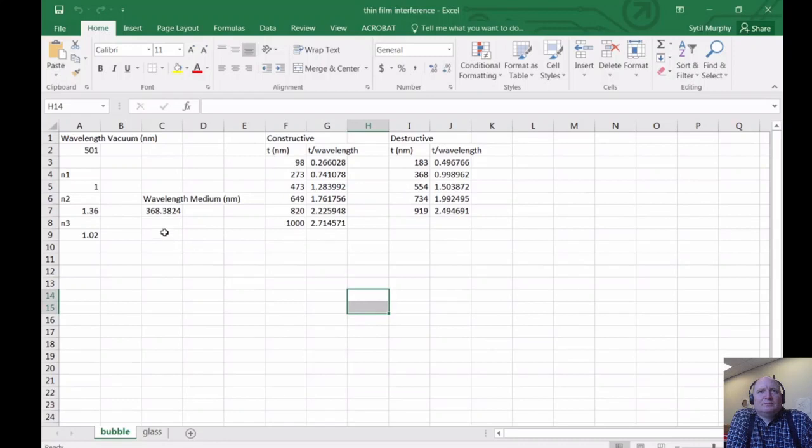The next thing I did was I calculated what is the wavelength in the medium. So to get the wavelength in medium, I took the wavelength in vacuum and divided by the index of the film, N2. And then lastly, I took those thicknesses where I found constructive interference, and I divided by the wavelength in the medium. And I took the thicknesses where I found destructive interference, and I divided by the wavelength in the medium.